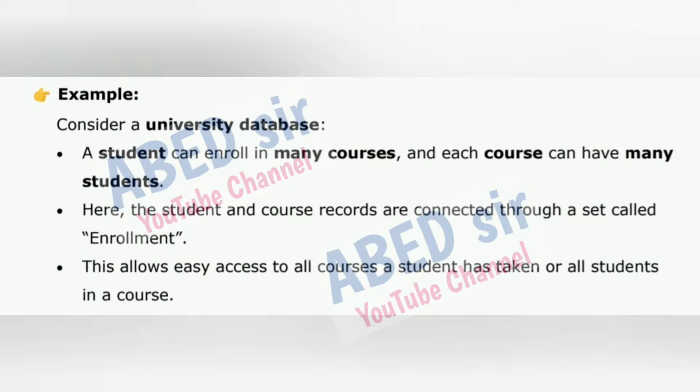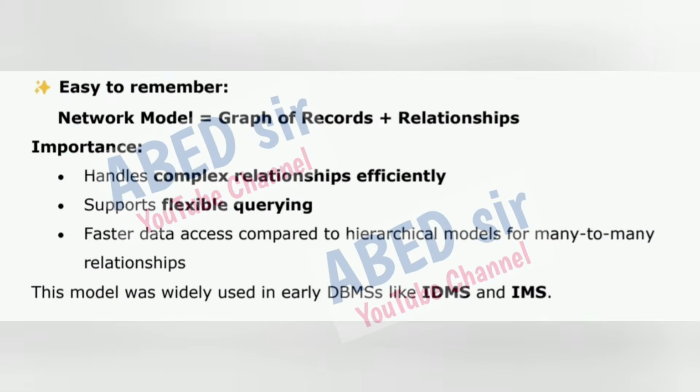Example: consider a university database. A student can enroll in many courses, and each course can have many students. Here, the student and course records are connected through a set called enrollment. This allows easy access to all courses a student has taken or all students in a course. Easy to remember: network model is equal to graph of records plus relationships.